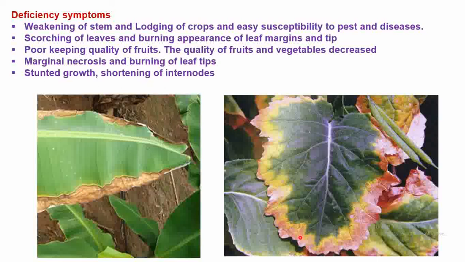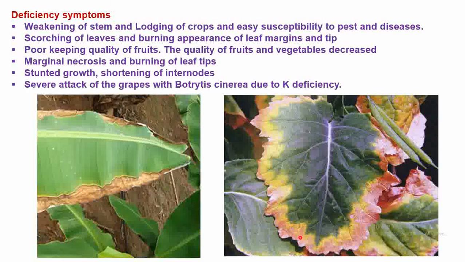Stunted growth, shortening of the internodes. Severe attack of grape with botrytis due to the potassium deficiency. Totally, these are all the symptoms of deficiency of potassium in plant.